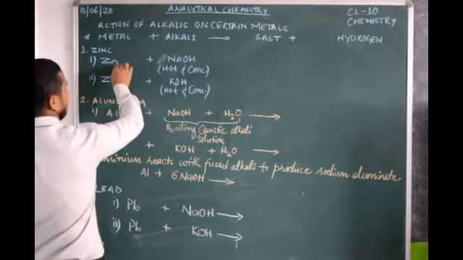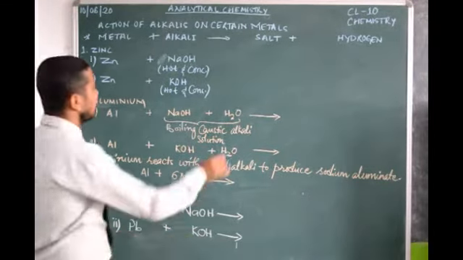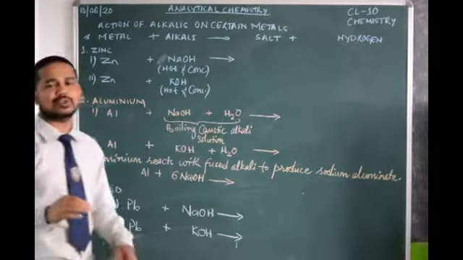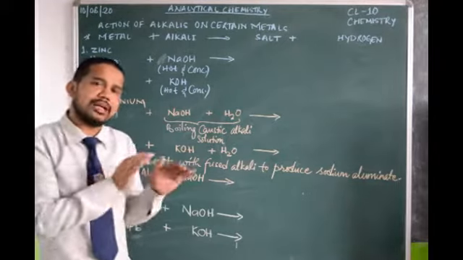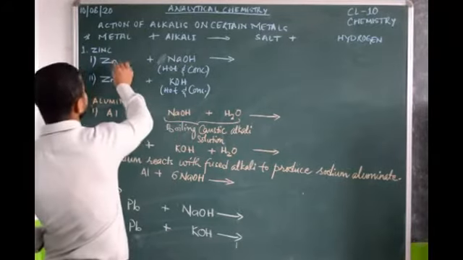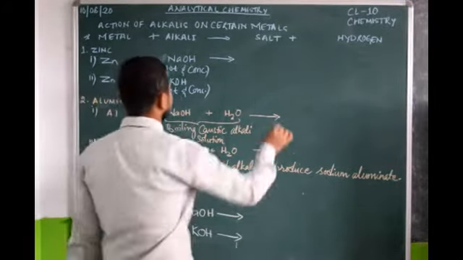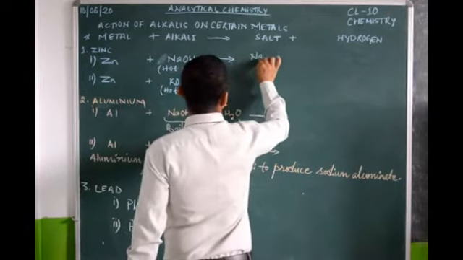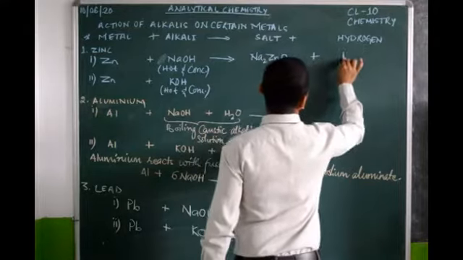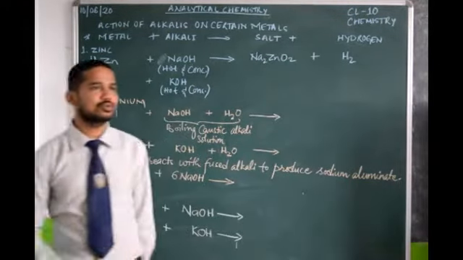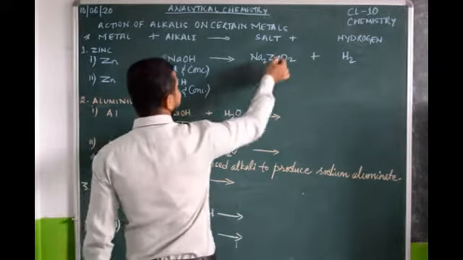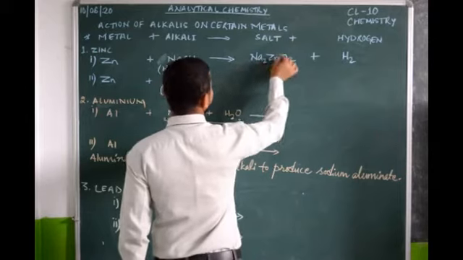So zinc plus sodium hydroxide. We have already done this, but since it is in the syllabus, I am repeating it. Otherwise, we have already done it in chapter 3, acids, bases and salts. So zinc plus sodium hydroxide gives Na2ZnO2 plus hydrogen gas. What is the name for this compound Na2ZnO2?